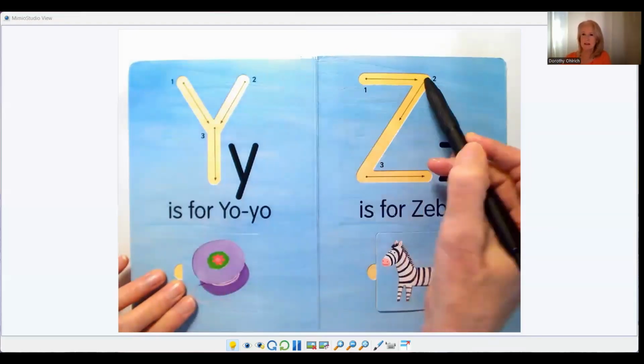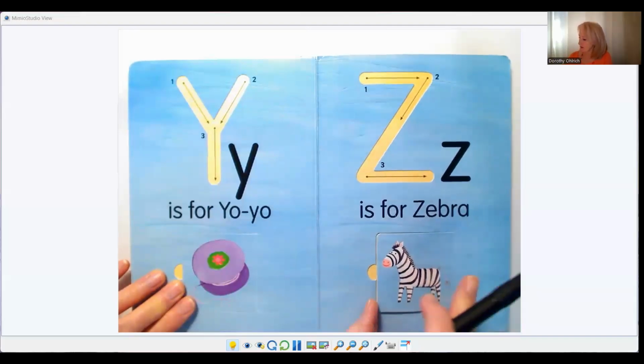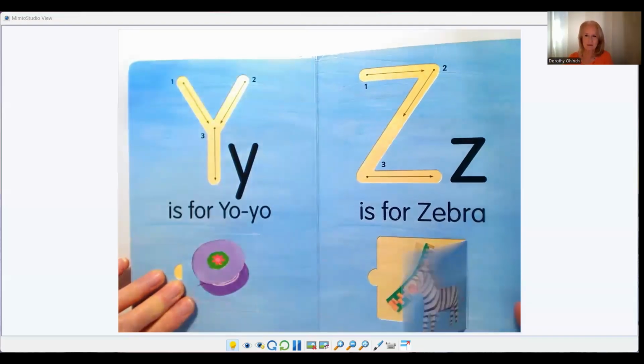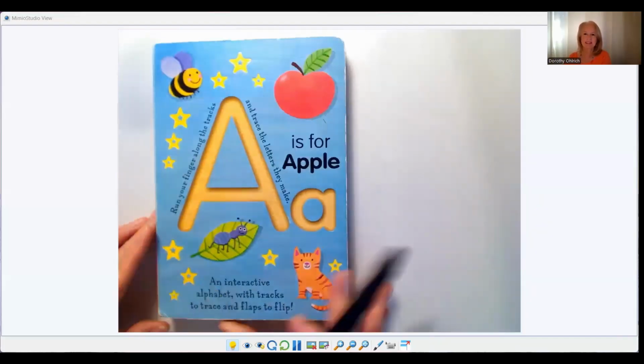Z goes across, down at an angle, and across again. Z is for zebra and zipper. We did all the letters of the alphabet. Good job.